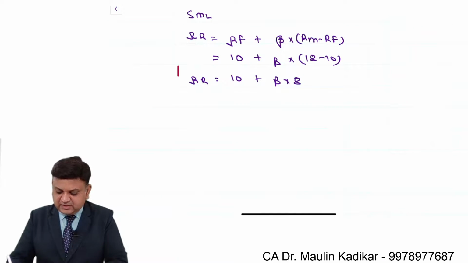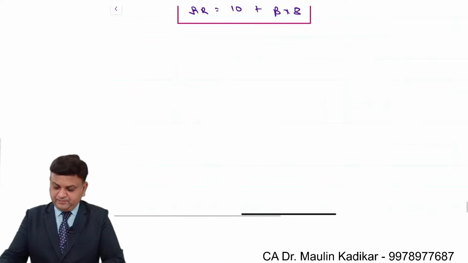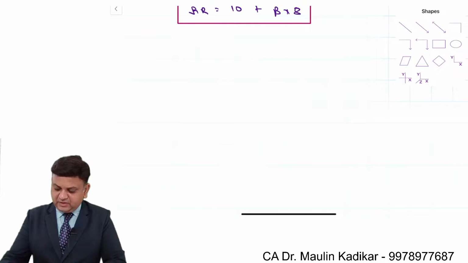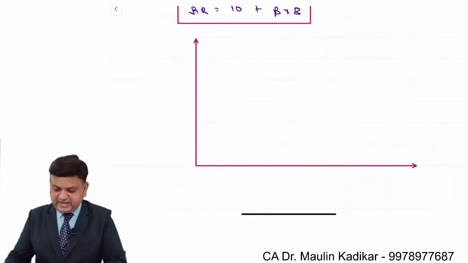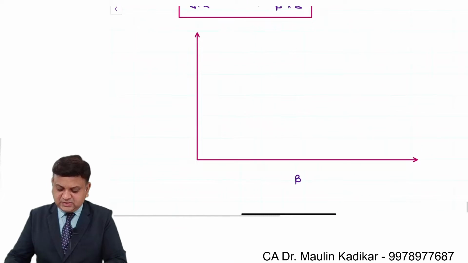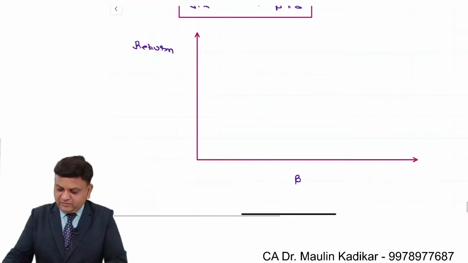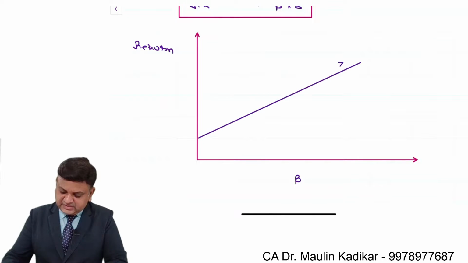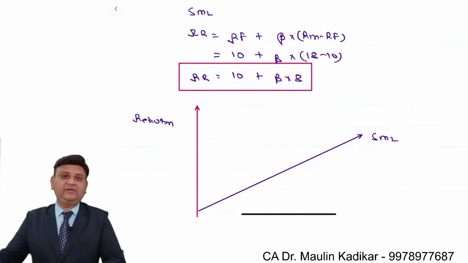The equation that we form is the security market line. So when you draw a diagram of the CAPM, on the x-axis we take the independent factor called beta, and on the y-axis we take the return. We form a line like this, and this line is given the name security market line, and this is the security market line equation. This is what we have done so far.